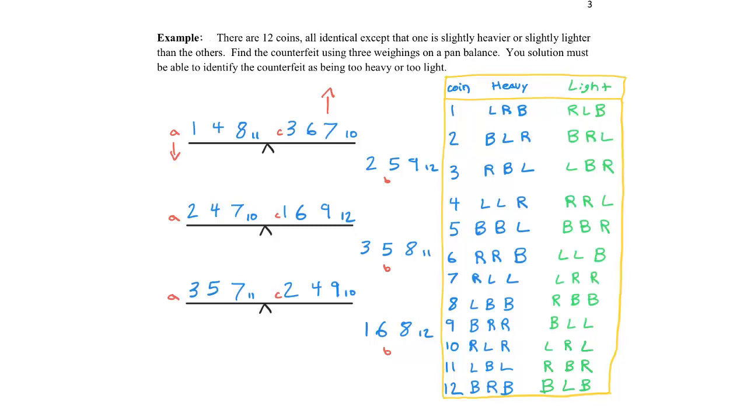And furthermore, this option over here would cause a problem with our solution, because this particular question asked we're supposed to identify the counterfeit as being too heavy or too light. So if we leave a coin off of the scale each time, you don't find out if it's too heavy or too light.